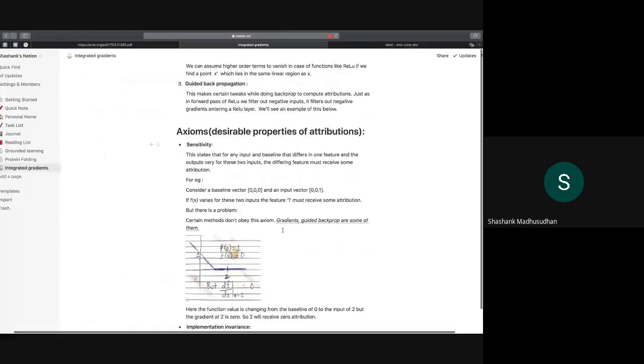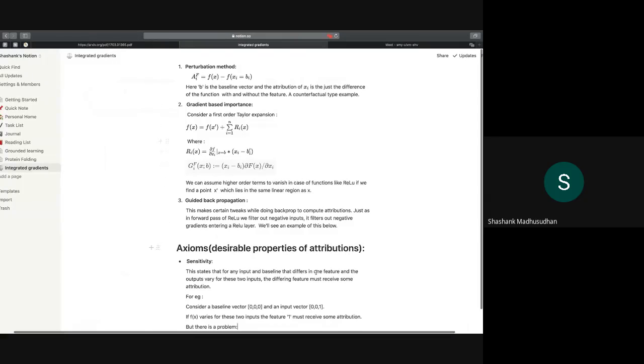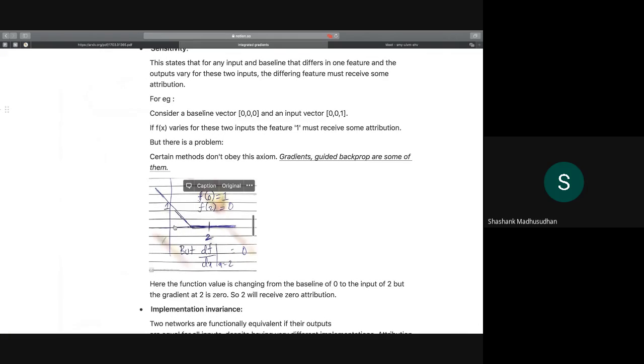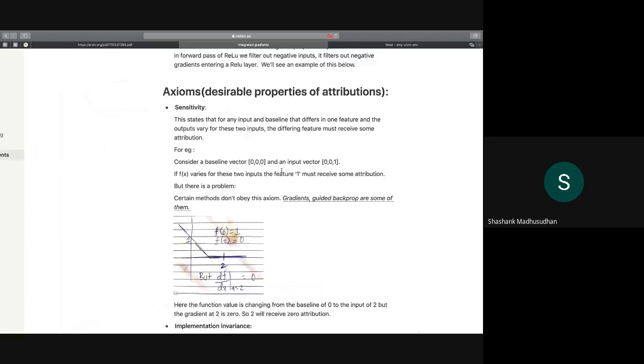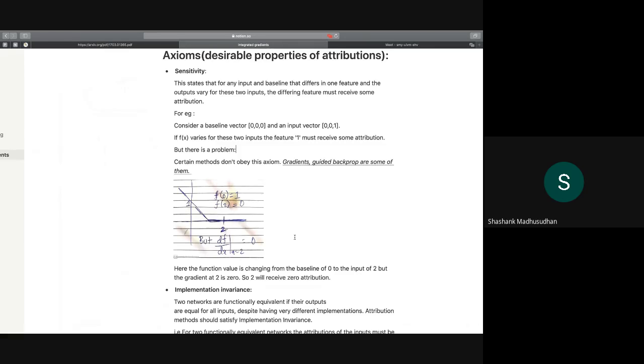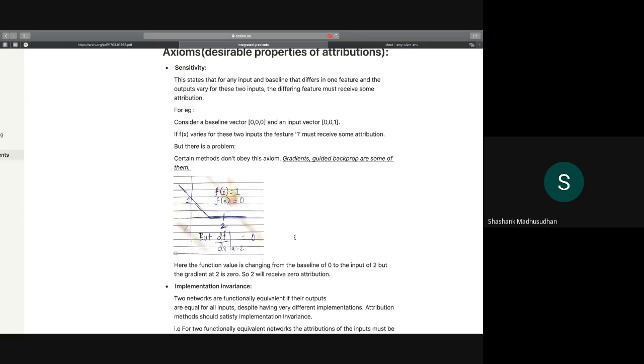But the problem with gradient-based attributions is, just take this example function. At x equal to 0, the value is 1. And at x equal to 2, the value is 0. So the output is changing from x equal to 0 to x equal to 2. But if I find the gradient at 2, it is 0, and it gives 0 attribution, even though the output is sensitive to x equal to 2. So in this way, just using gradients as attributions is harmful.